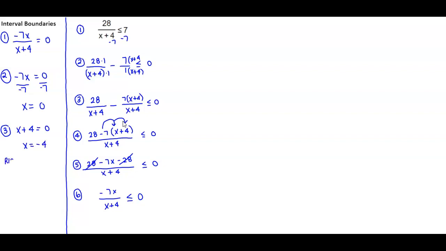And remember that this is a restricted value, because if we plug that into the denominator, it's going to make it undefined. So we cannot include the value of negative 4. Now we're going to write step number 6. We have negative 7x over x plus 4, and that's less than or equal to 0.